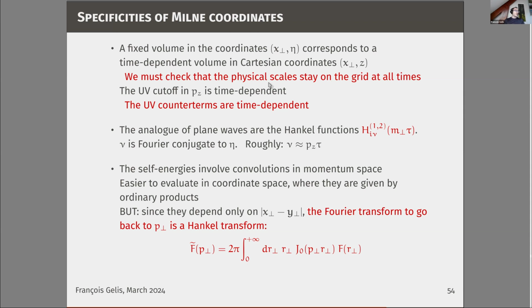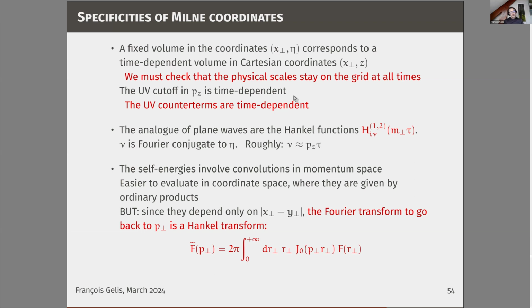The second complication is that the UV cutoff in PZ is time dependent, so it means that the UV counterterms will be time dependent. So you have to solve the equations I've shown you earlier for finding the counterterms. You have to solve them at every time step of your algorithm. You cannot calculate the counterterms once and for all.